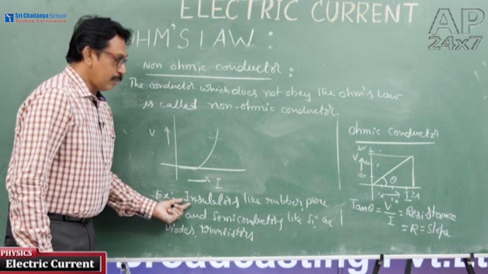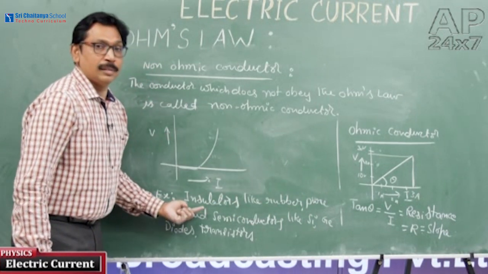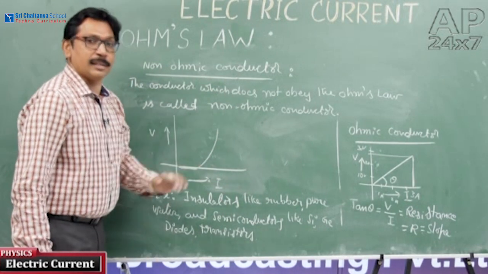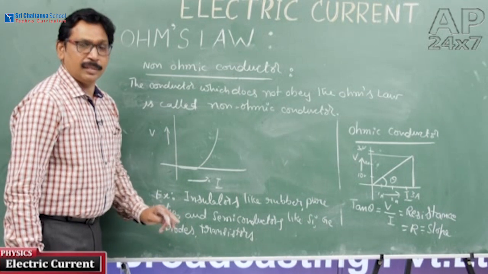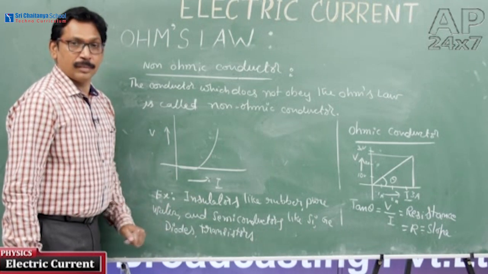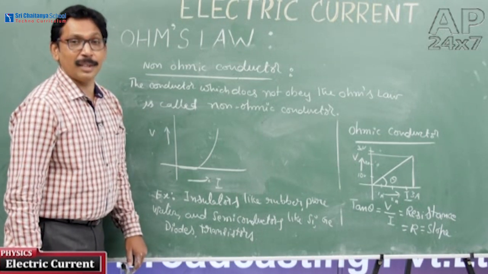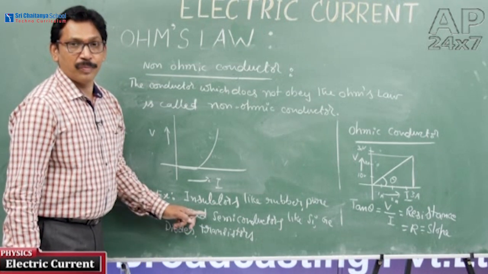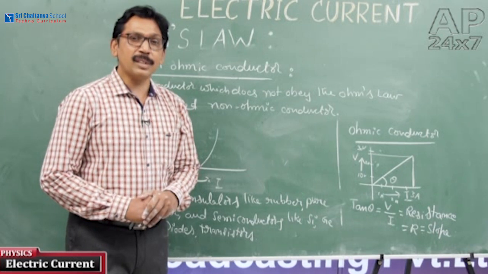For example, insulators like rubber and pure water are examples of non-ohmic conductors, and even semiconductors like germanium, silicon, carbon, graphite, diodes, and transistors, which are used in integrated circuits, are examples of non-ohmic conductors.